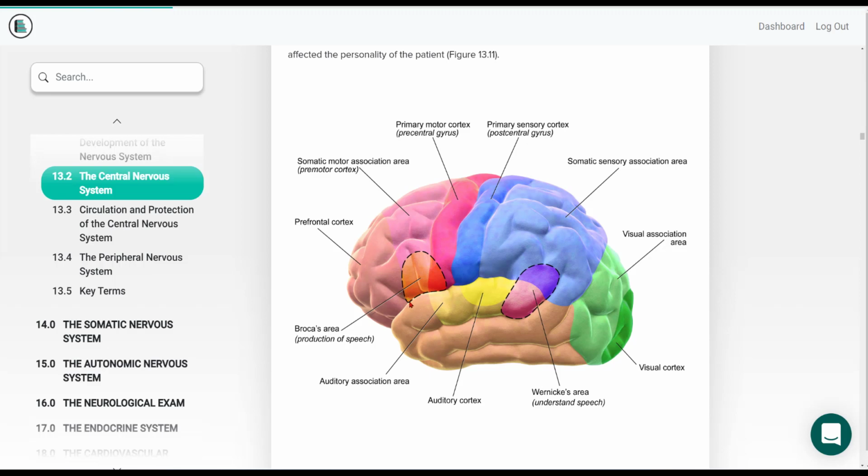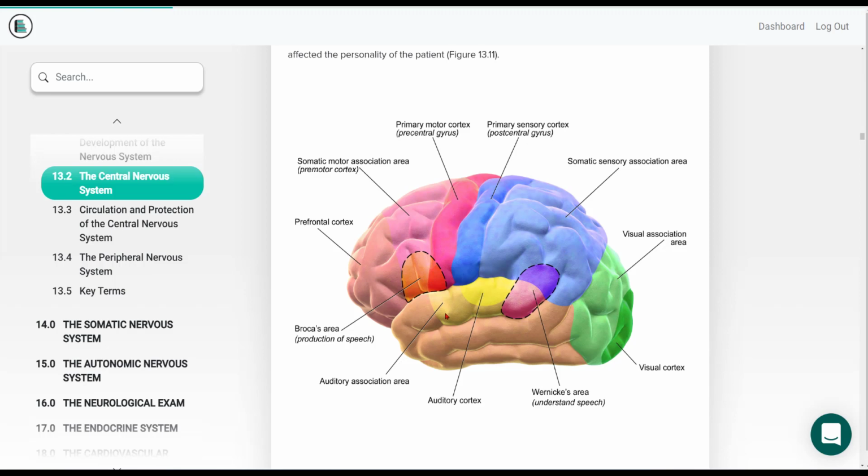Now, where is this Broca's area? Broca's area is right here. It's in the frontal lobe. The frontal lobe is all about motor control, movement. So remember, Broca's area is the production of speech. So damage to this area is going to lead a person unable to produce speech in a clear or fluid way.